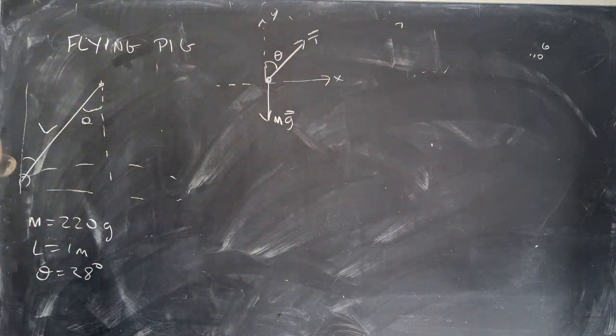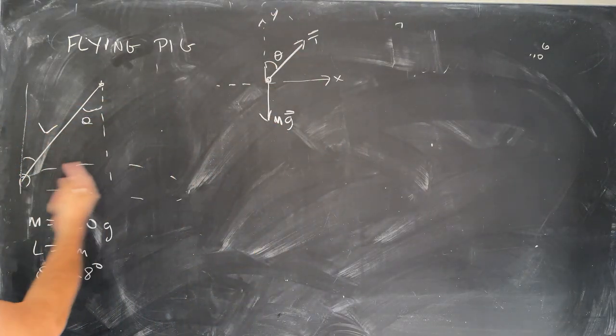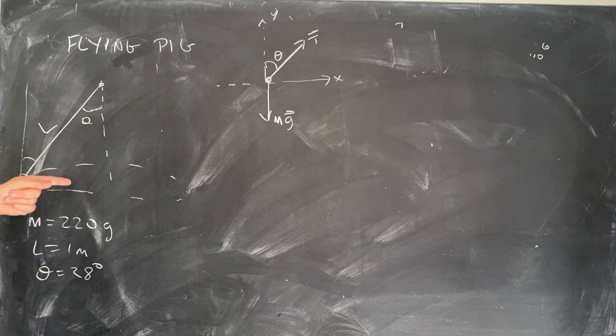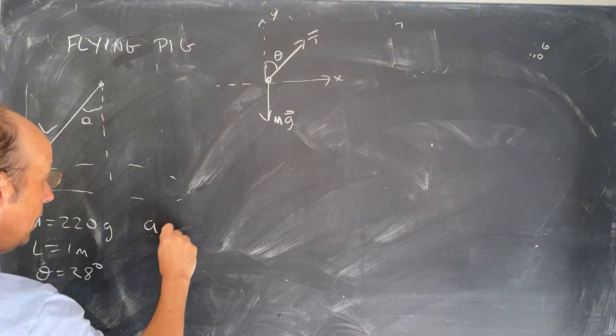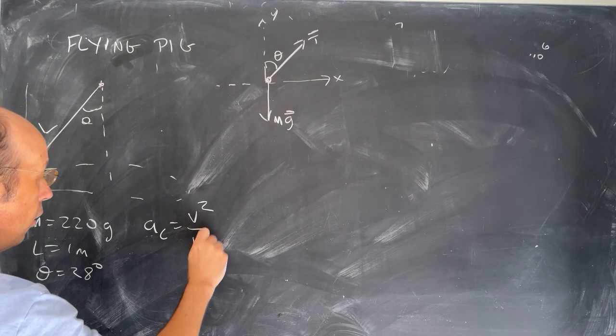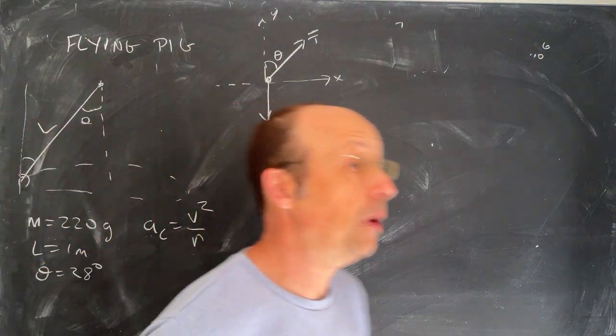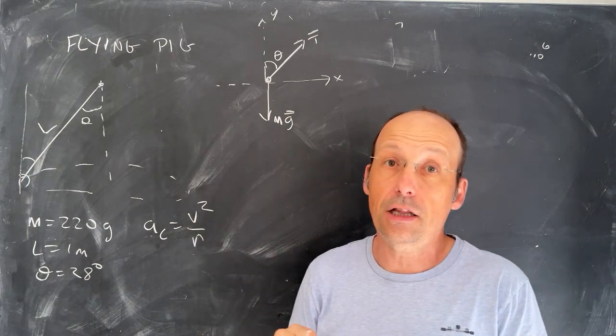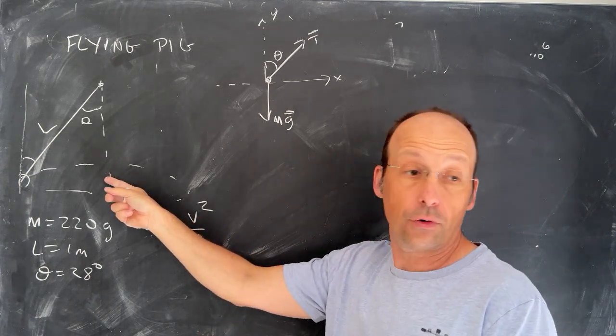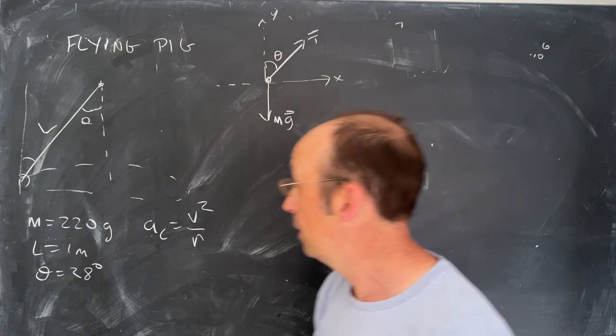Because if the pig is moving in a horizontal circle, the acceleration would be towards the center of the circle. Remember, a_c is v squared over r. The c stands for centripetal, which means center pointing. So the center pointing acceleration is towards the center of the circle, which is right here in the x direction.